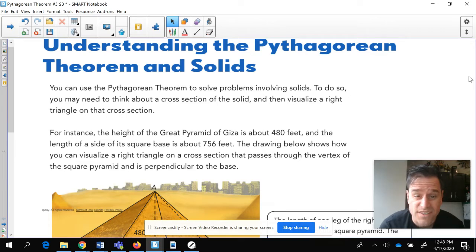Today we're going to be working with solids, and we're going to be using this formula to solve some more complex problems. Again, I don't think it's too tough, but if you struggle with this at all, if it's not making sense, reach out to me on Schoology, and I will set up a conference where we can work together, and I can solve some of these problems with you.